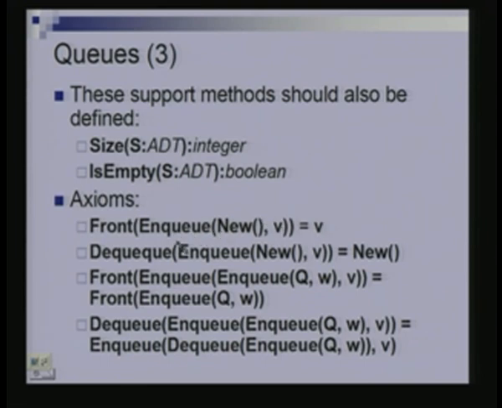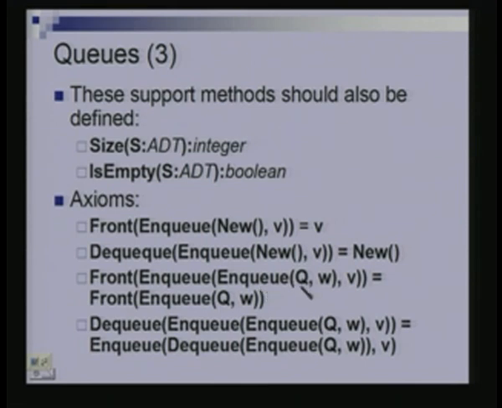You understand why this is true. Suppose I create a new queue, enqueue an element, and then I dequeue an element. Then what should I get? I should get the empty queue, which is the same as what I would have obtained if I had just called new.